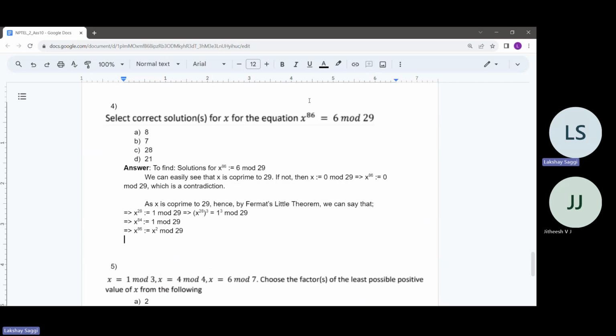So instead of solving this equation, x raised to the power 86 is congruent to 6 mod 29, we actually can replace this x raised to the power 86 by this x square itself. So this implies that we need to find solutions to the equation x square is congruent to 6 mod 29. So instead of finding x raised to the power 86 congruent to 6 mod 29, we just need to find the solution to this equation, x square is congruent to 6 mod 29. And how do we do this?